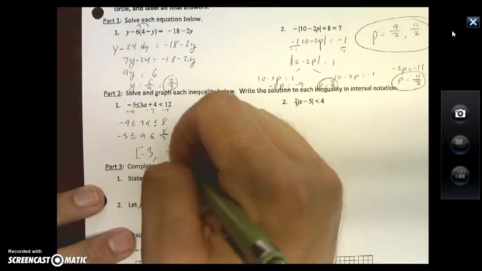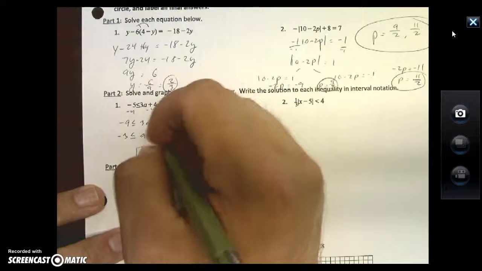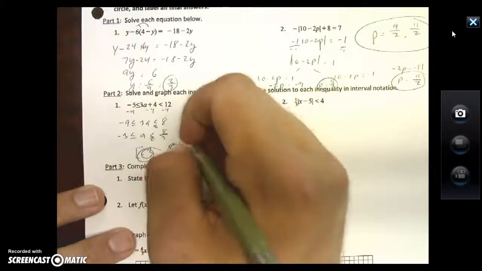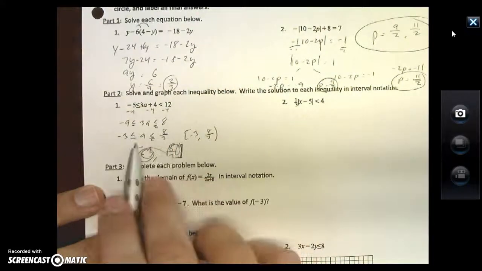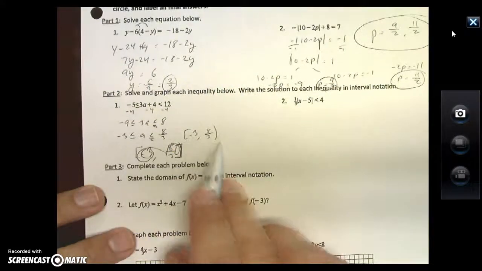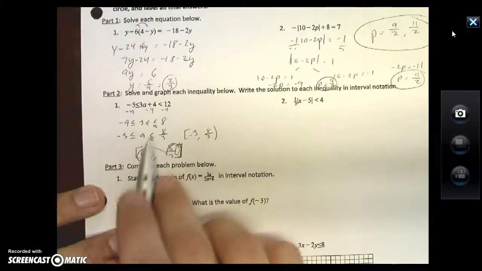That's a bracket there, sorry. Oop, nope, I was right. This is just less than. So negative 3, 8/3. It's a bracket because it's less than or equal to. It's a parentheses because it's just less than. Sorry for the pen there, mistake.